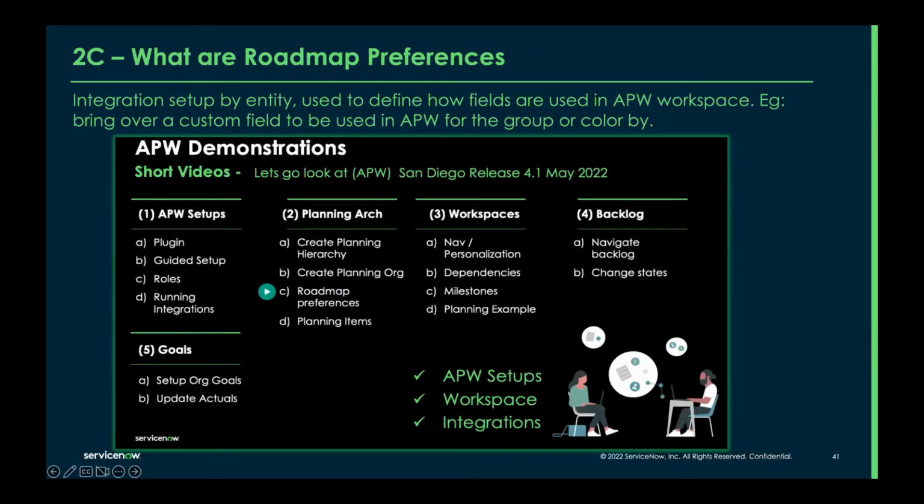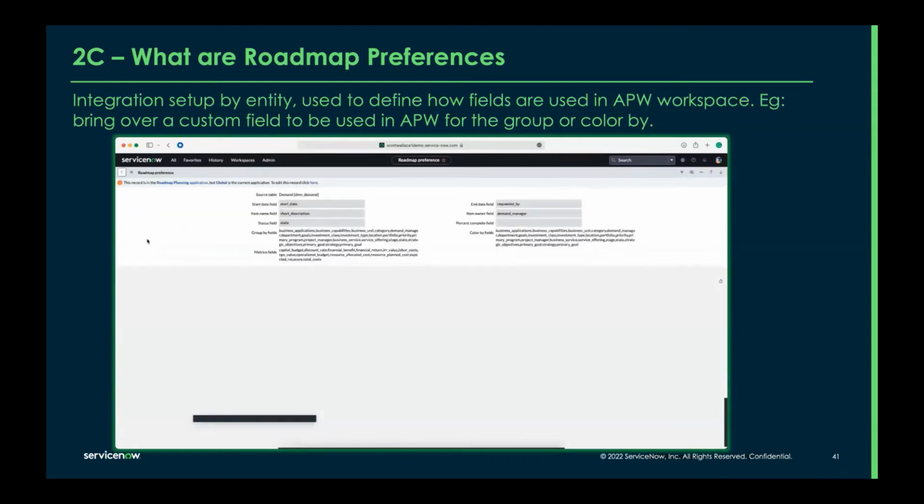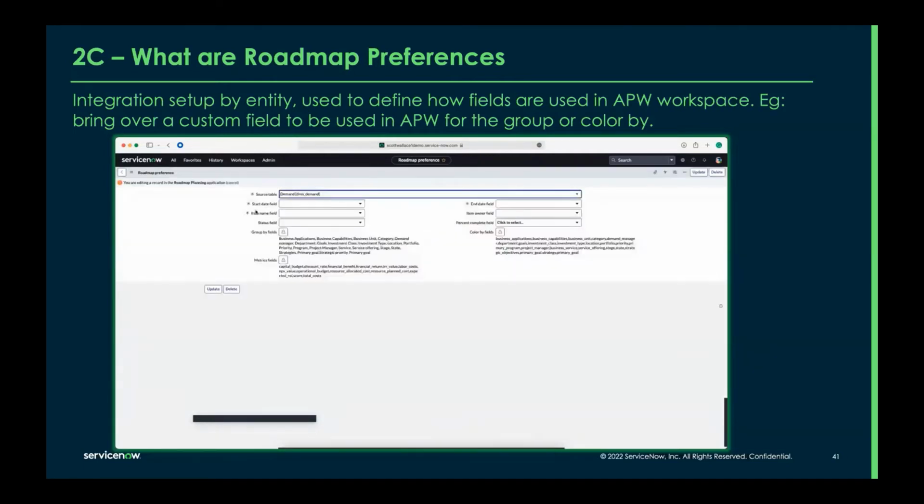Now let's do roadmap preferences. And I mentioned roadmap preferences is where you set up what you might want to bring in from the integration. A good example of that is, hey, I have a custom field. I think my example here is this integration. I want to bring in area. I think I brought in location here. And so I want to be able to group by location, right? As an example. Location's available, but I wanted to have it in the group by or color by area, right? And so I need to add it.